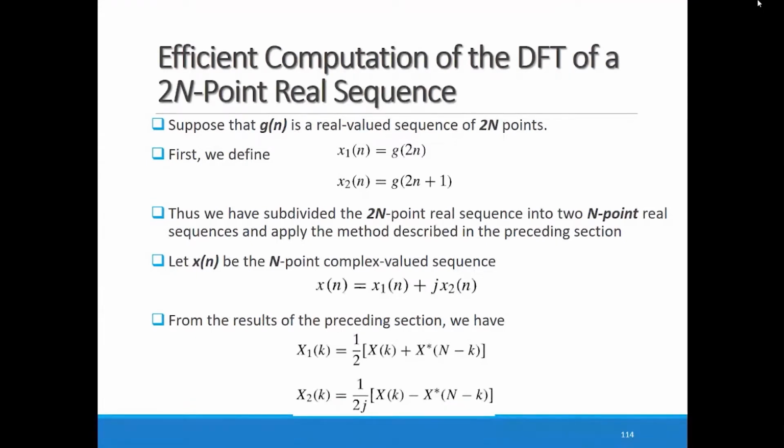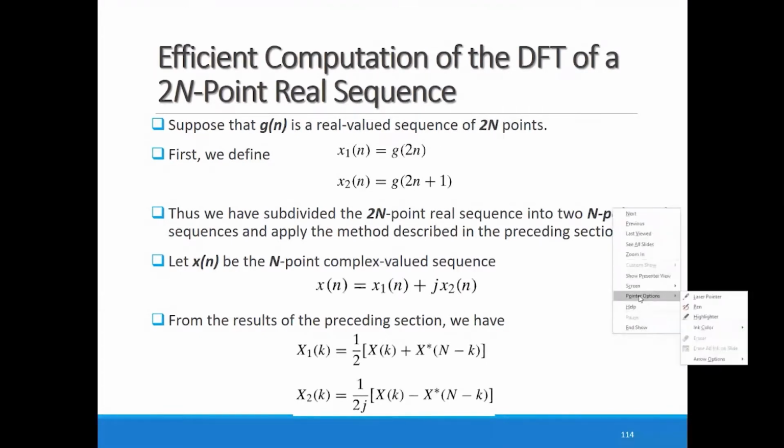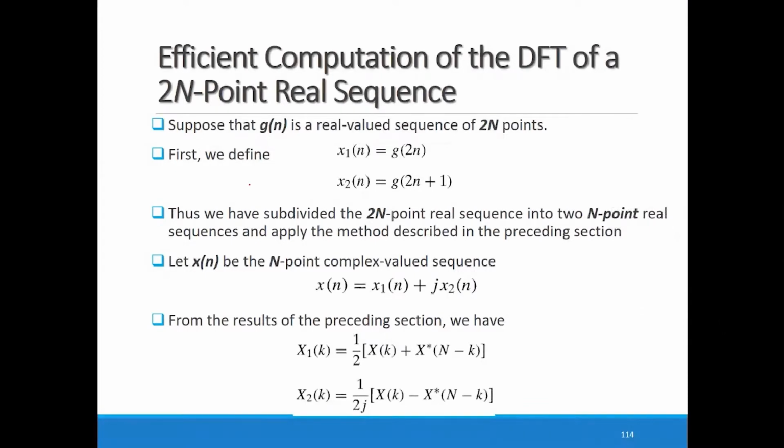Okay, so efficient computation of the DFT of a 2N-point real sequence. If there is an N-point sequence, we have seen how we apply the DFT computation. But if your sequence is a 2N-point real sequence, how do we apply the DFT equation for that? Suppose that g of n is a real-valued sequence of 2N points.